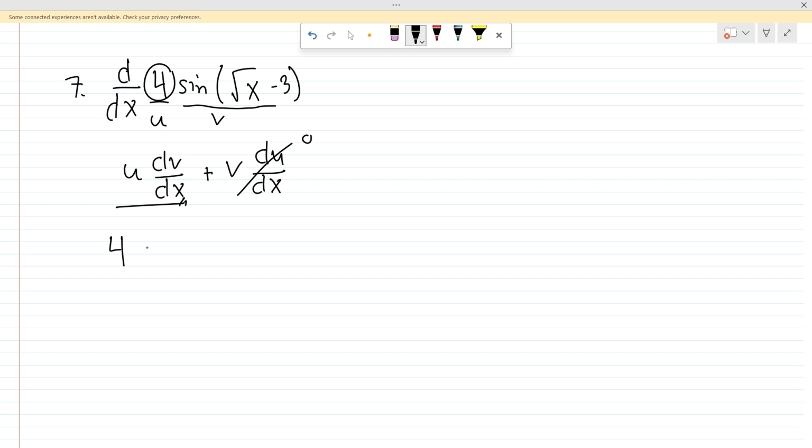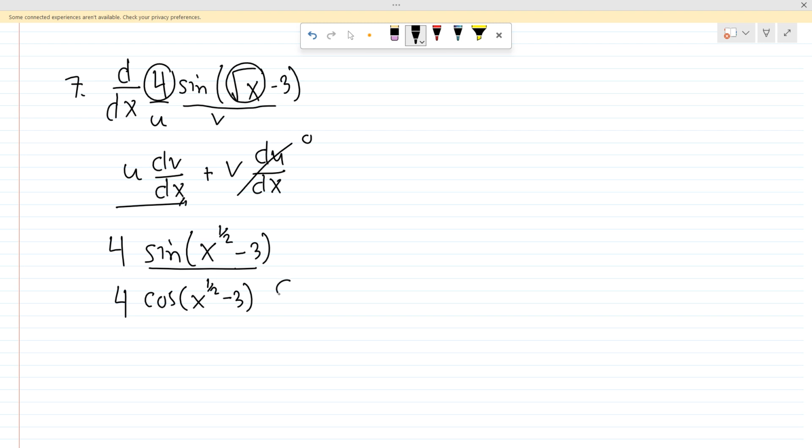Okay. So, 4 sine of. I will transform itong ating radical expression into what? As I've always said, you are always going to transform this into a fractional exponent para po mas madali or you can have an easy way of solving. So, we have here x raised to 1/2 minus 3. For this one, what would be the derivative of this function? The derivative of sine would be cosine of what? So, just copy po yung ating angle. So, x raised to 1/2 minus 3.